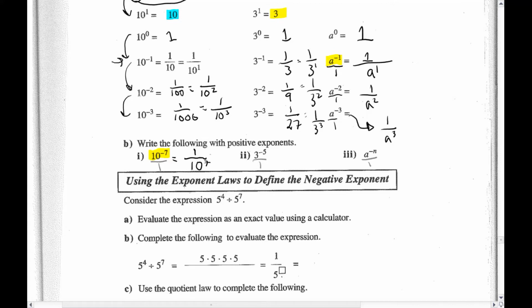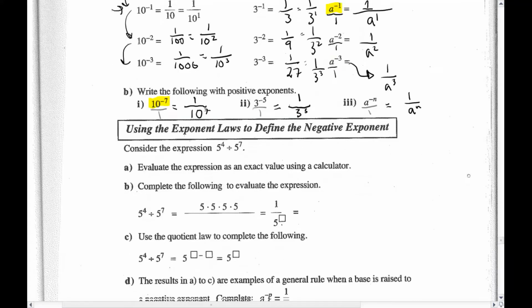And that's it. Same with here. 3 to the power of negative 5 is unhappy. So what I'm going to do is flip it and make the exponent positive. And a to the power of negative n, I will flip it and have a to the power of positive n. That's it. And it works both ways.